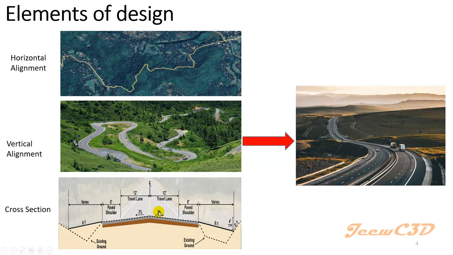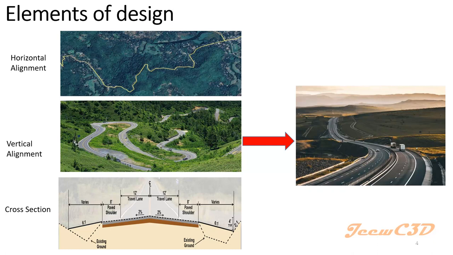So when you come to the cross section, what are the lane means? What is this? We are calling this shoulder. We have drains here. So what are the types of drains we have to use? What are the lane means? What is the curve radius? All those things have to be known by someone to design a road.